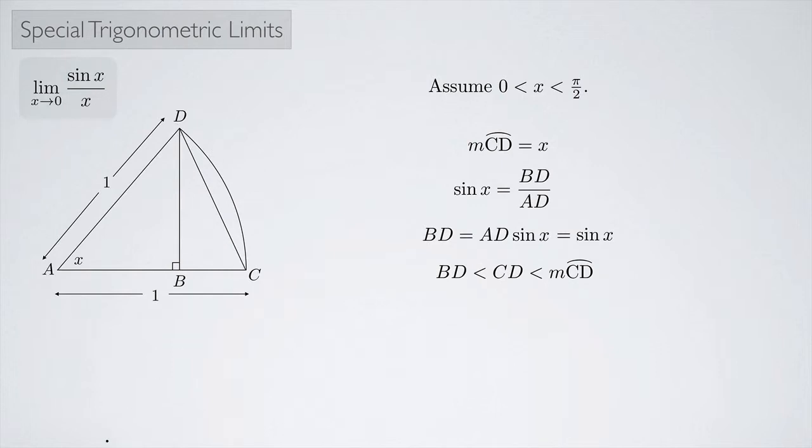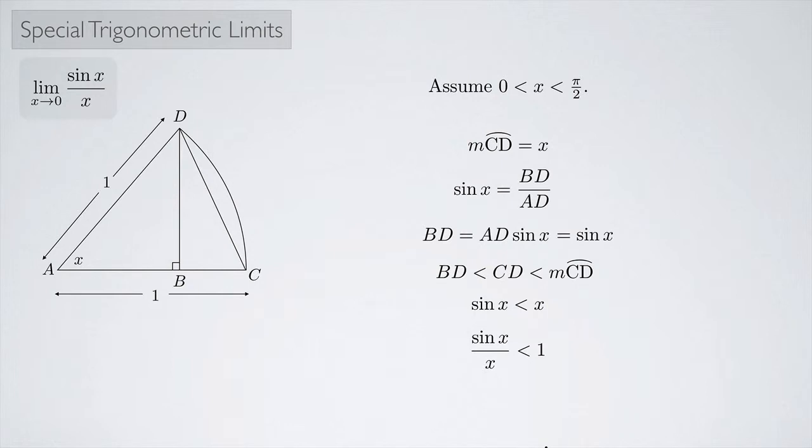And if I look at the outside parts of this inequality here, the BD and the measure of the arc CD, then I get this. Well, BD is equal to the sine of x, and the measure of arc CD is just equal to x. So I have sine of x is less than x. Now I can divide both sides by x, and I get the sine of x divided by x is less than 1. And that's my first inequality that I'm going to use to evaluate this limit.